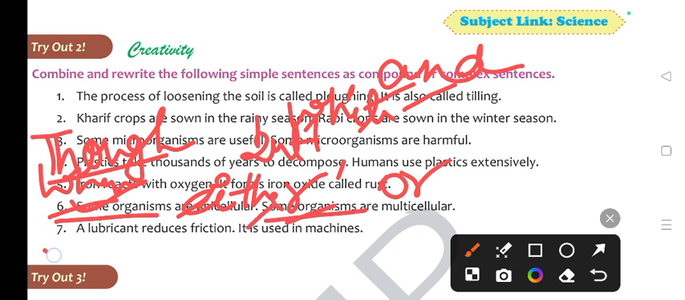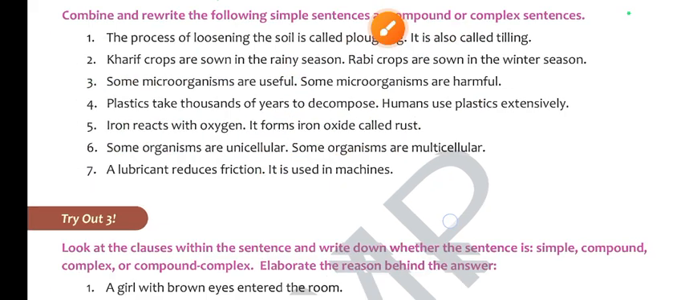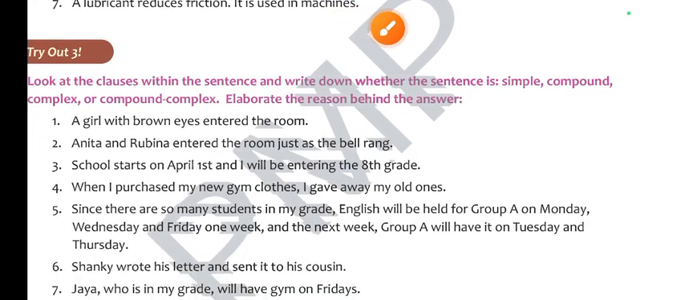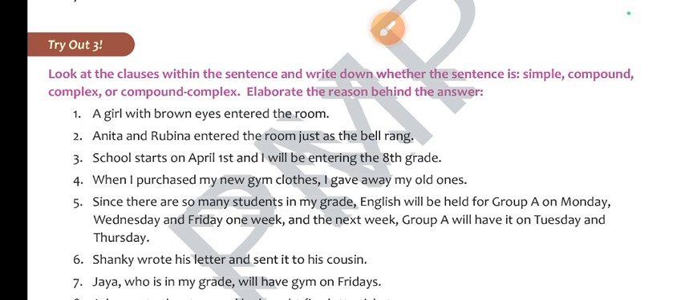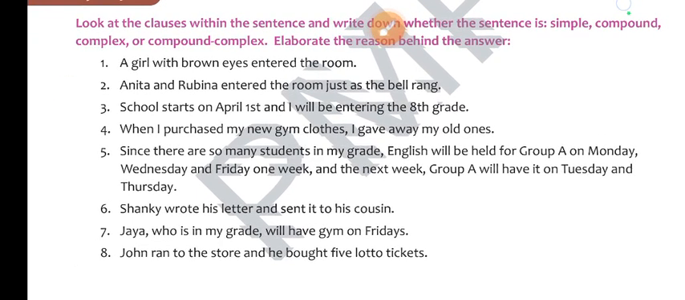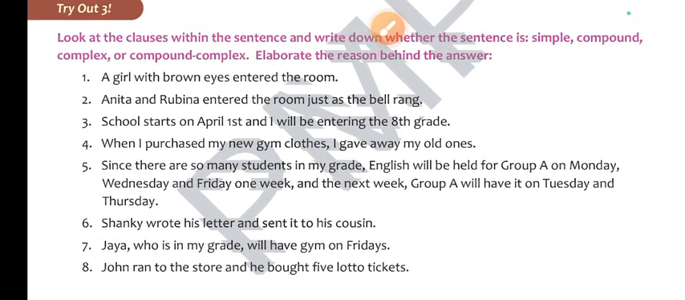Next, as a lubricant reduces friction, तो आप यहाँ पे as वाले से स्टार्ट कर रहे हो, मतलब कि आप इसको complex बना रहे हो और dependent clause से शुरू कर रहे हो, तो यहाँ पे हम कॉमा लगा देंगे. Understood? Now let's talk about try out 3. Look at the clauses within the sentence and write down whether the sentence is simple, compound, complex or compound complex. Elaborate the reason behind the answer.